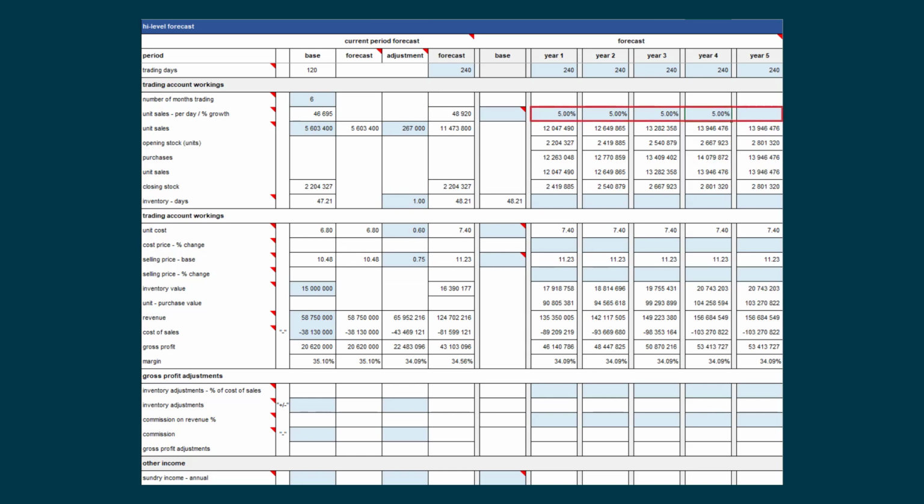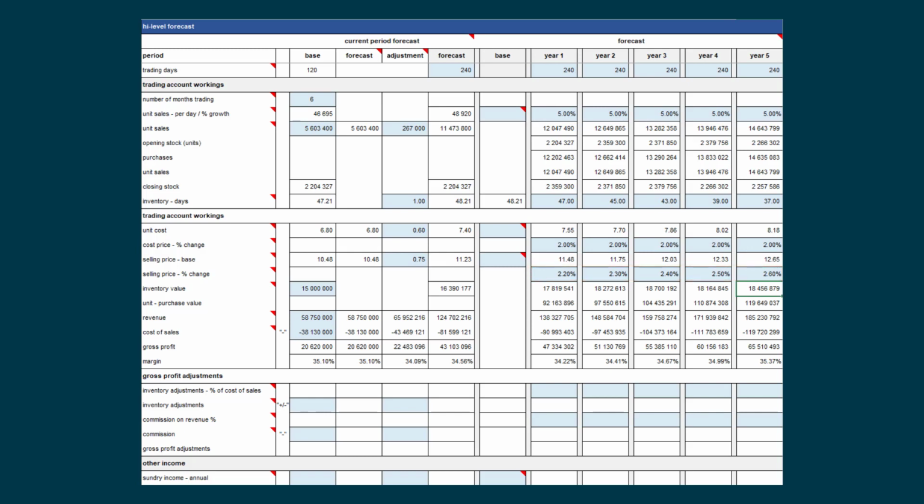Enter the percentage growth for each year. We plan to have 48 days inventory at the end of the first forecast period, but going forward we plan to improve our inventory management, so we have reduced days inventory to release cash. The price of goods won't remain constant, so we need to forecast some cost change adjustments. Now we need to recover those costs by adjusting the selling prices.